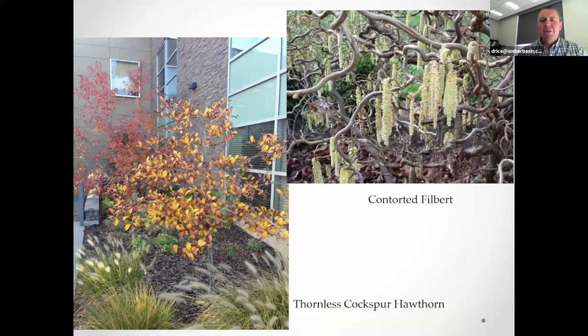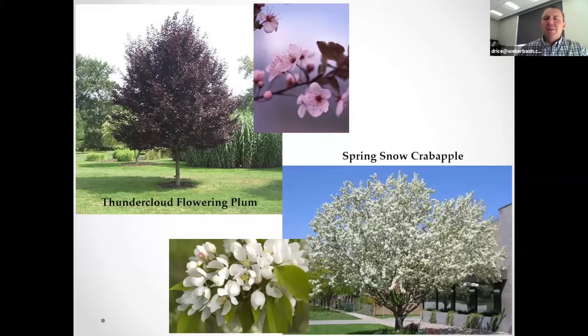Here's another contorted filbert picture and a thornless hawthorn, known for mostly fall color. The berries hang on the tree a little bit. Actually, those berries will drop. They'll hang on there for a little while and give you some interesting color, and then the birds come and eat them. Thundercloud plum, mostly the purple foliage, not fall foliage, and the pink blossoms.